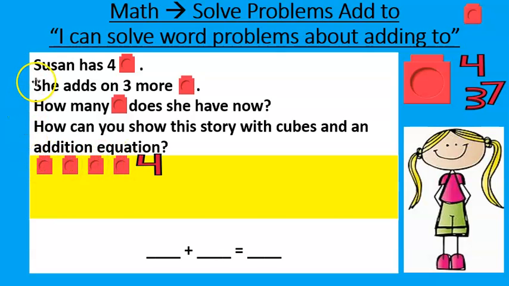Now let's keep reading. Read with me. She adds on 3 more cubes. Let's read it again. Ready? Go. She adds on 3 more cubes. So we have to put some more cubes down here. How many cubes does she add on, boys and girls? How many?